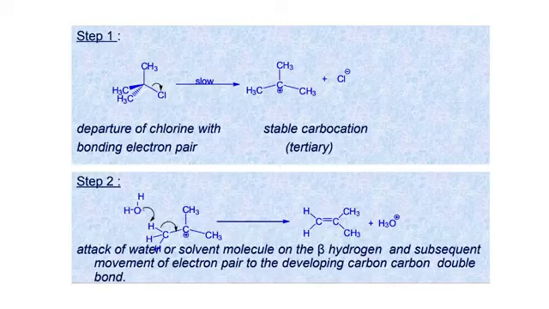And it forms a stable carbocation intermediate which is tertiary in nature. This tertiary carbocation is stabilized by the presence of the three methyl groups which are electron donating, and therefore the second step, that is the fast abstraction of the beta hydrogen atom by the solvent molecule or by the base that is being used, followed by the subsequent movement of the electron pair to develop the carbon-carbon double bond and form the final product 2-methylpropene. So ultimately the final product is an alkene, 2-methylpropene, and the mechanism is an E1 mechanism.